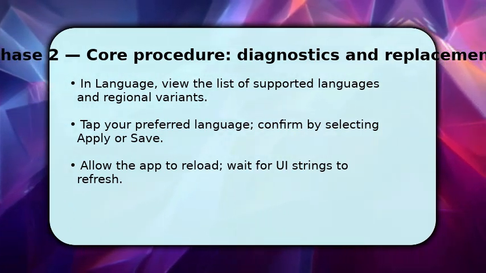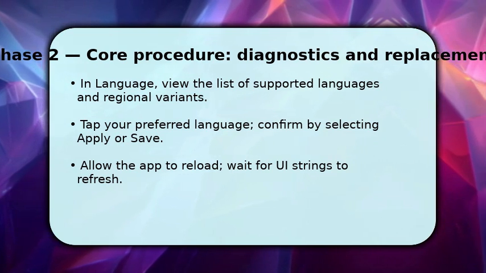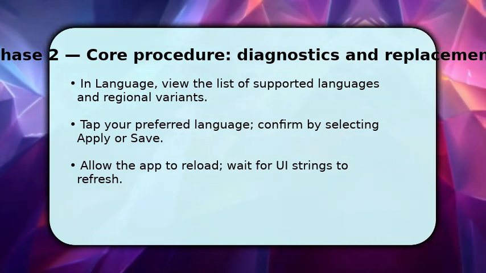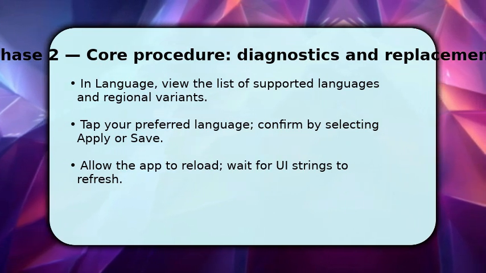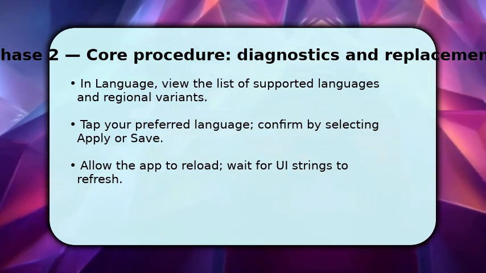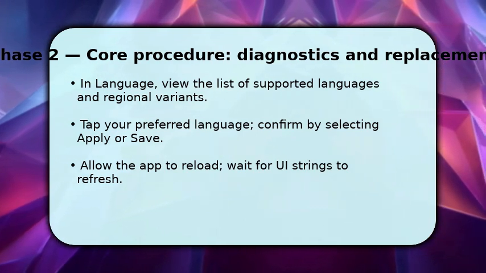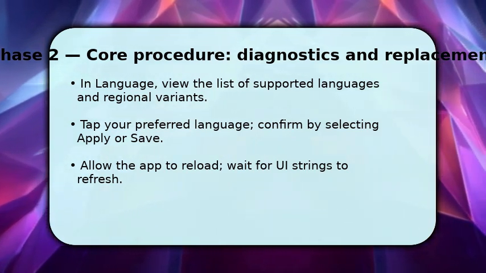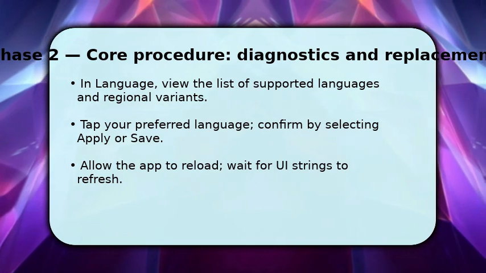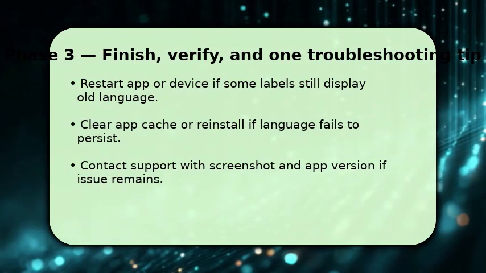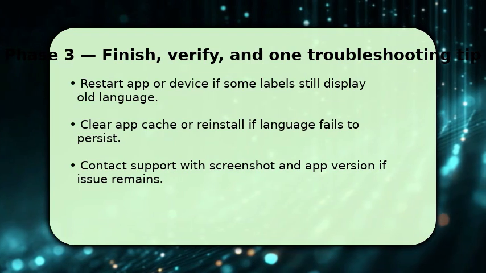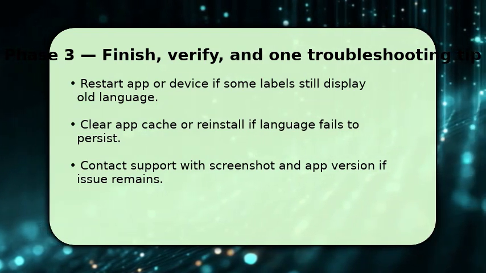Once confirmed, the app will often reload or prompt you to restart. Permit this so UI labels and help text refresh correctly. This step changes both menus and system prompts, so check a couple of screens to verify the translation is effective and consistent. Complete the process by reviewing key screens, Home, Payments, Profile, to confirm language switched everywhere.